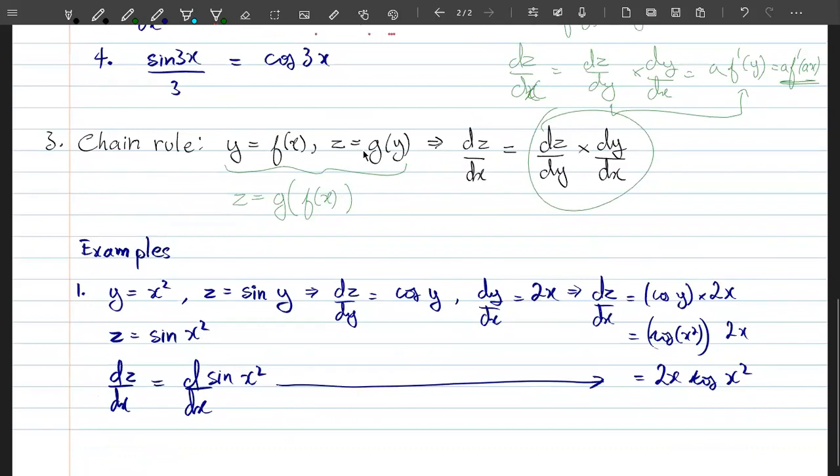I'll show you one or two more examples where we don't have the splitting done explicitly. So the second example, let's have e to the power of sine x. So what is the derivative of e to the power of sine x?